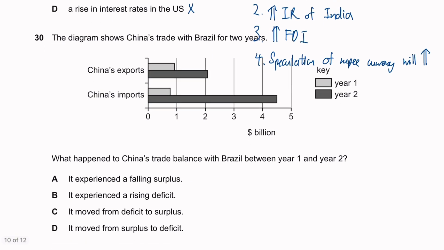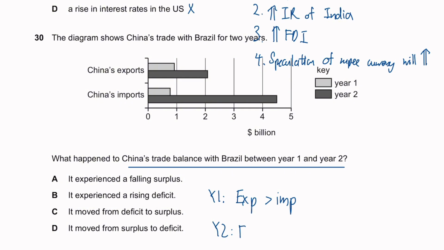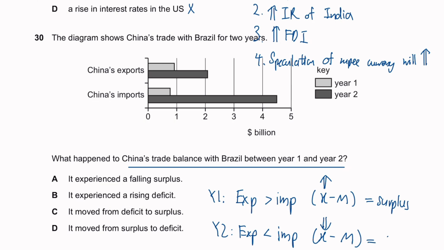Question 30. The diagram shows China's trade with Brazil for 2 years. What happened to China's trade balance with Brazil between year 1 and year 2? So let's see year 1, which is this lighter color. We can see the export is more than the import. Year 2, the export is less than the import. So this one is more, so it is a surplus, and this is less, so it is a deficit. Let's see the answer. Yeah, it moved from surplus to deficit. So D is the answer.